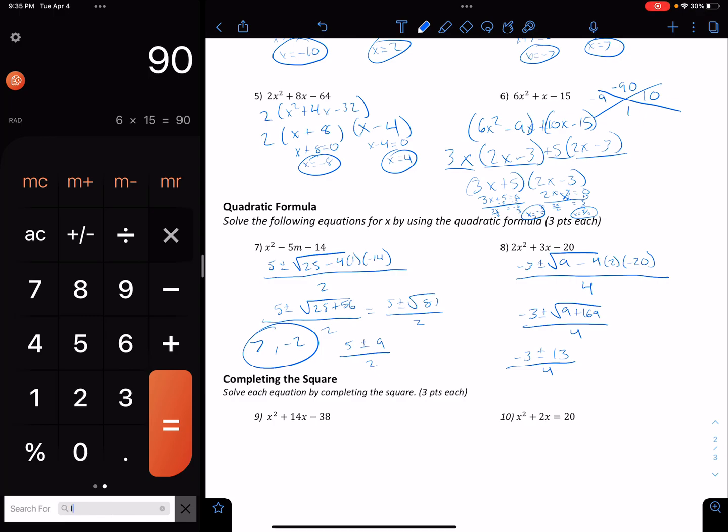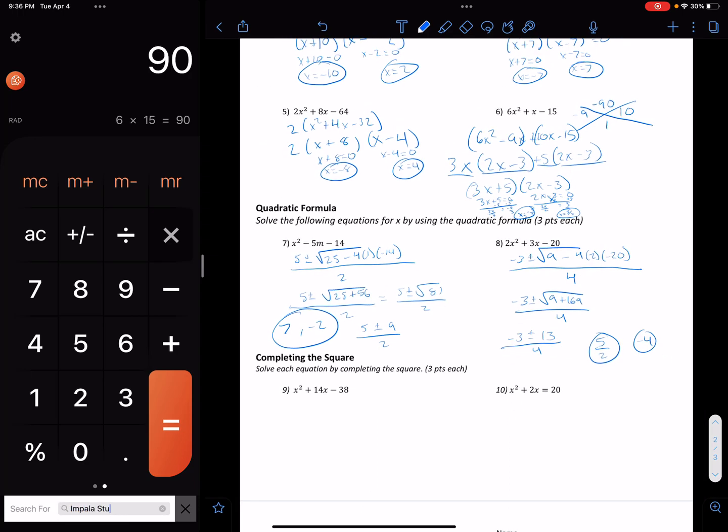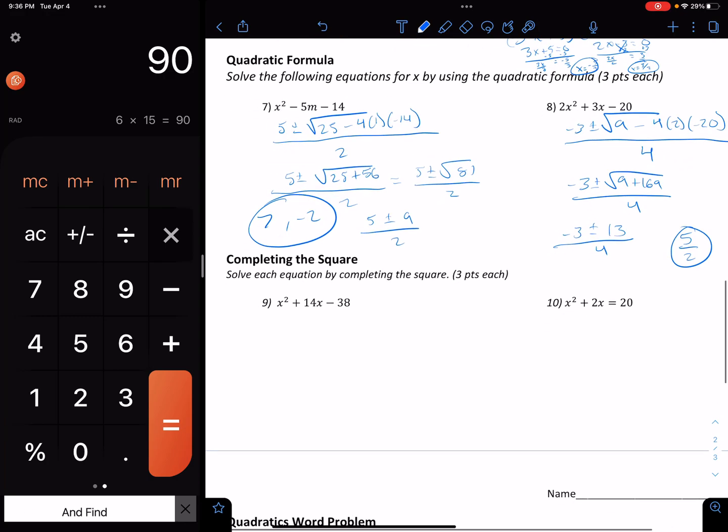So negative 3 plus 13 is going to be 10. 10 divided by 4 can be simplified down to 5 divided by 2, and that's one of our answers. Negative 3 minus 13 is negative 16. Negative 16 divided by 4 is negative 4. Those are my two answers. Okay, on to the next one.